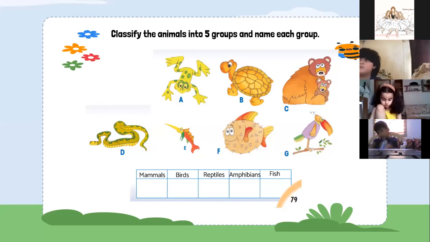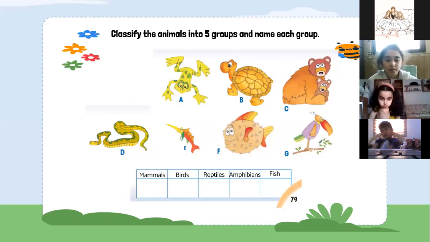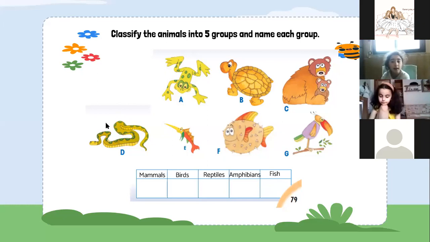Now I'm going to ask Noor Hussain, which animal should I put under the group of mammals? Should I put a fish? No. What should I put? Bear. Bravo. So write letter C, or write bear, under mammals. Noorhan, which animal should I put under the group of birds? Should I write the frog? No. Letter G, the parrot.